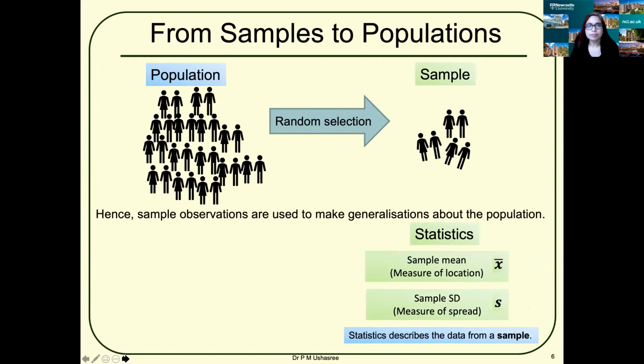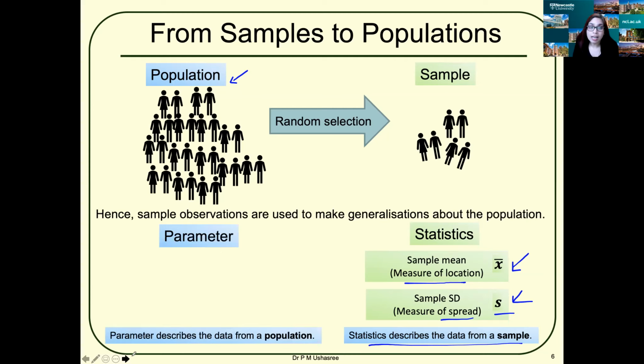For a sample, we have seen how to determine or estimate the sample mean to describe the measures of location. And we know how to determine or estimate the standard deviation to describe the spread of the data. So we know how to use statistics to describe the data from a sample. Similarly, to describe the data from a population, we have something called parameters. So parameters help us to describe the data from a population.